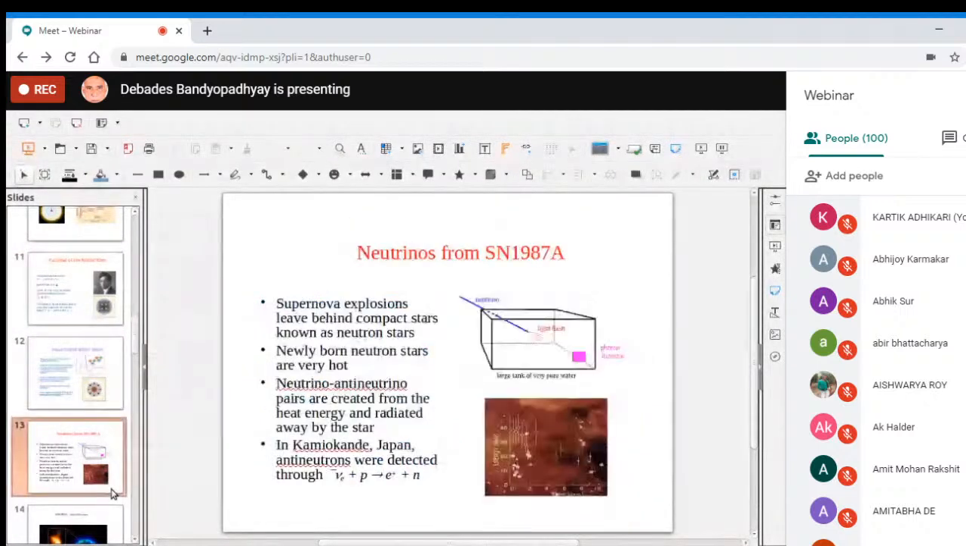Now, come back to this supernova 1987A event. Here in this nomenclature, SN stands for supernova. 1987 is the year of this explosion, and A is the first event of that year, that is why A. The second event will be denoted by B, and so on.